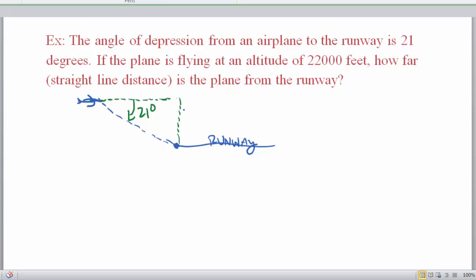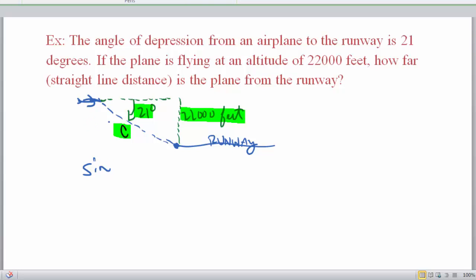So this leg right here, that's your 22,000 feet. And then they want the straight line distance, right? How far straight line distance is the plane from the runway? So what they're really asking you for is this value right there, C we'll call it, right? So again, you ask yourself what's involved. In this case, I have an angle. I have this leg, which is the leg opposite, and I have the hypotenuse. So which trig function involves the opposite and the hypotenuse? That would be the sine, right?